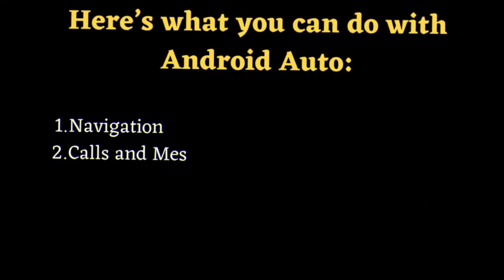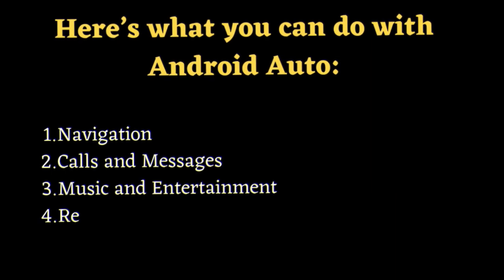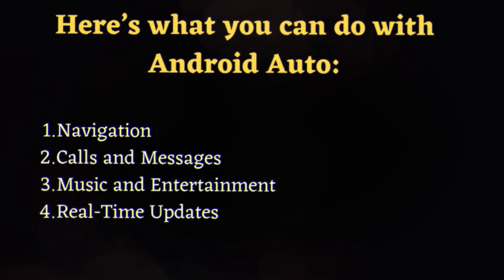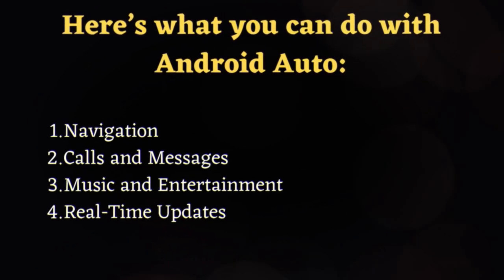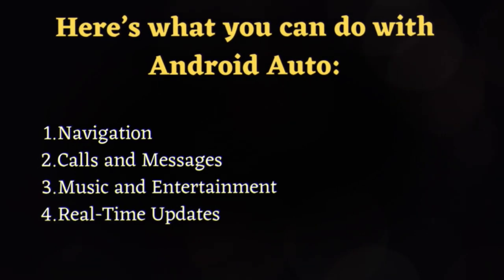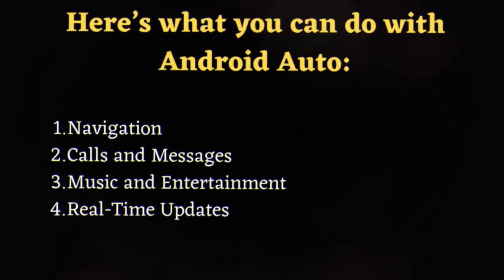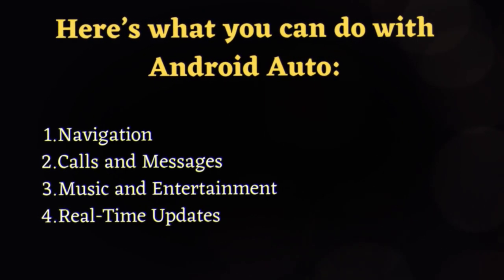Navigation. Get directions using Google Maps or Waze. Calls and messages. Use your voice to make calls or send texts with Google Assistant. Music and entertainment. Stream playlists, podcasts, or audiobooks on apps like Spotify, Audible, or YouTube Music. Real-time updates. Stay informed with live traffic alerts, weather updates, and reminders. Think of it as your co-pilot, helping you stay connected while keeping your focus on the road.